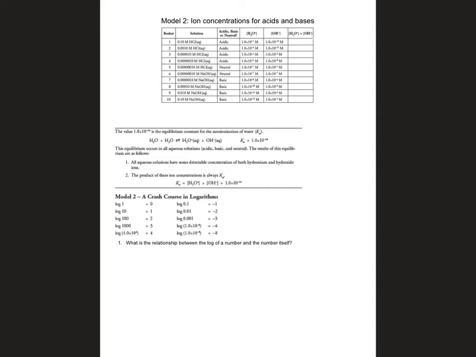All right, guys, so let's take a look at ion concentrations for acids and bases. And if we look at Model 2, we've got a whole series of solutions. On the top, they're acidic, they move to neutral, and the bottom groups we have are basic. But take a look at the concentrations of the H plus.